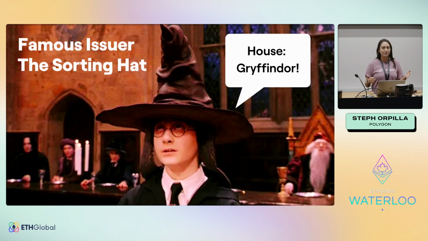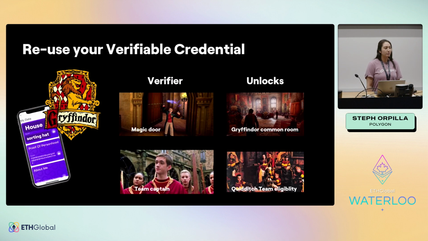And so you can think of that house as the verified credential, and the issuer is the Sorting Hat, and Harry is the person holding the credential. And he can reuse that verified credential in lots of different places all over Hogwarts. So maybe he's getting into the common room and he's using a magic door. That's the verifier, and it unlocks the Gryffindor common room. Or maybe he's trying out for the Quidditch team.